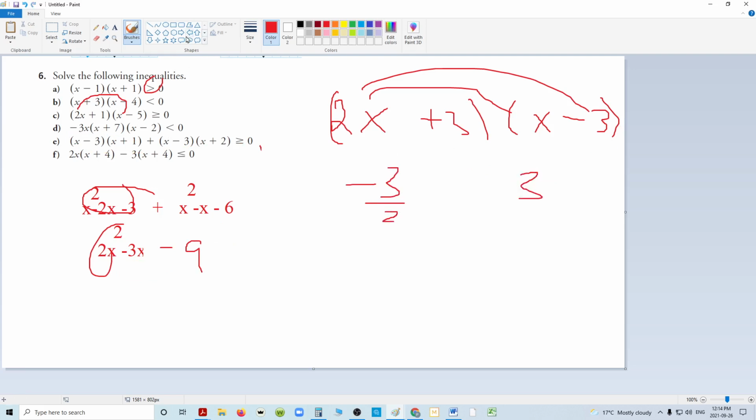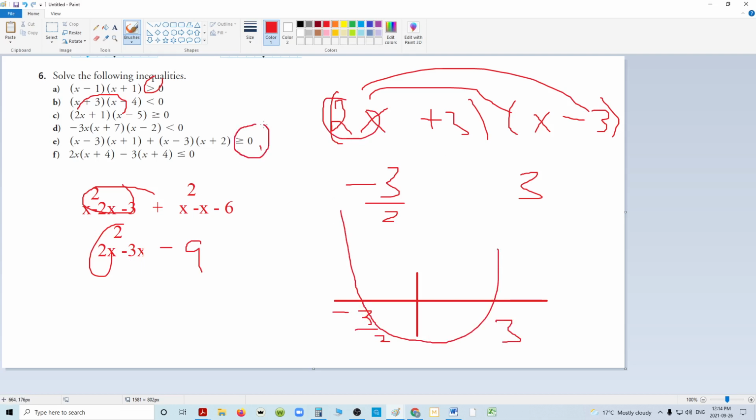Since this is a parabola, it goes through minus 3 halves and 3. It's also a positive parabola. There's a positive leading coefficient. It's also looking for when it's above or equal to 0. So it's anything to the left and anything to the right of those numbers, which means it's going to be positive when x is smaller or equal to minus 3 halves, or when x is bigger or equal to 3.